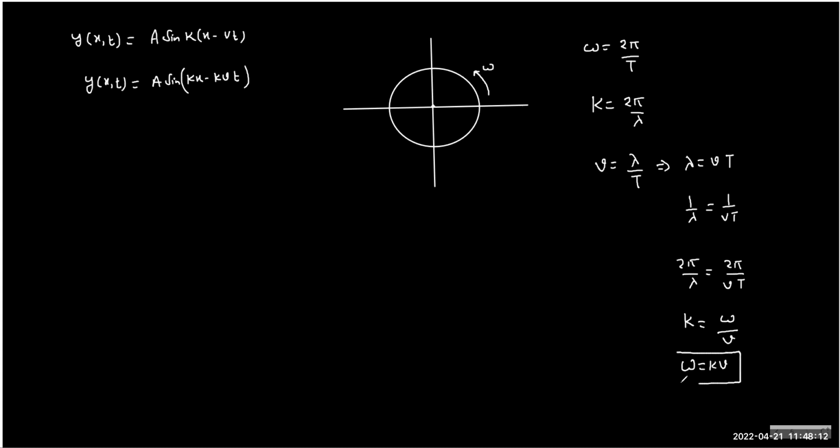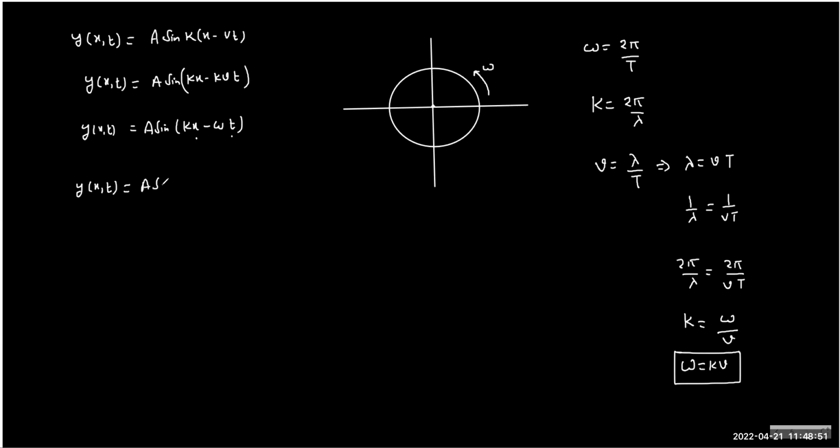Omega we can write as k into V. And therefore the expression here we can simplify further as a sine (kx minus omega t). Now whatever is inside the bracket is called the argument, or the angle, or the phase. So we can call it argument, angle, or phase. And you can see the phase of the sine function depends on position and time.